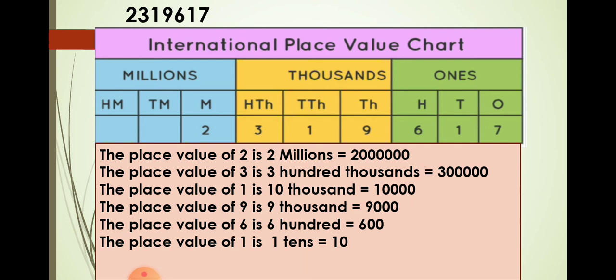Now we have got the place values. The place value of 2 is 2 million. The place value of 3 is 300,000. The place value of 1 is 10,000. The place value of 9 is 9,000. The place value of 6 is 600. The place value of 1 is 10.